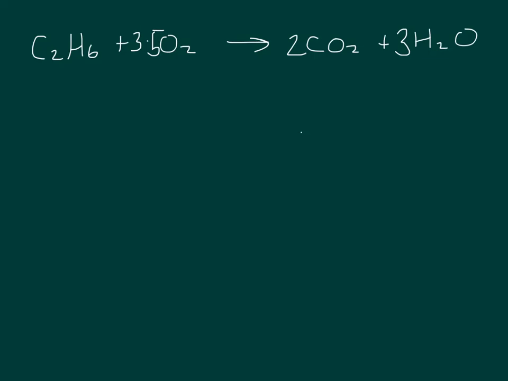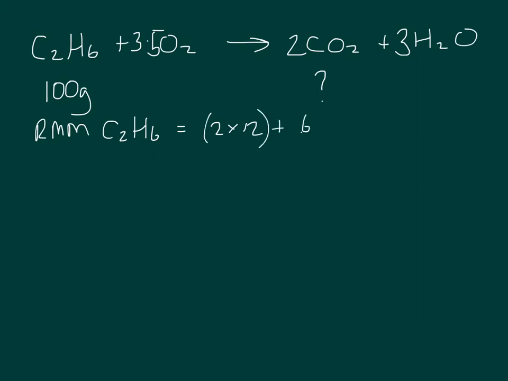If my question asked me that if I burnt 100 grams of ethane in excess oxygen, that's enough oxygen to burn that completely, how much carbon dioxide would I make? In order to do this, I need to know the relative molecular mass of C2H6, and that is 2 times 12, 2 times carbon, and 6 times 1, so that's 24 plus 6 equals 30. So 1 mole of ethane has mass 30 grams.